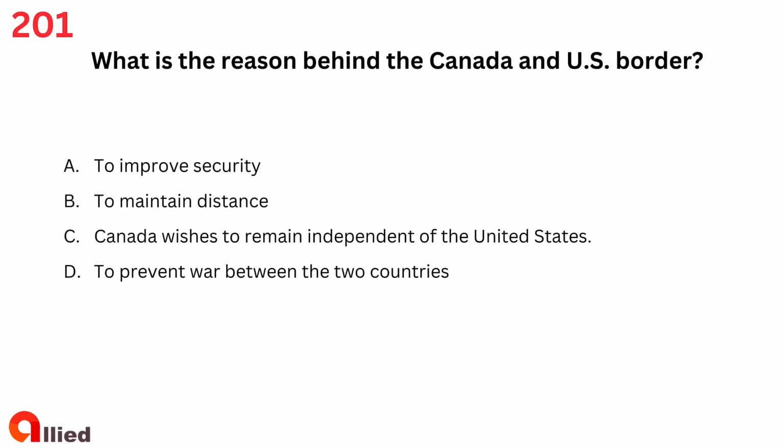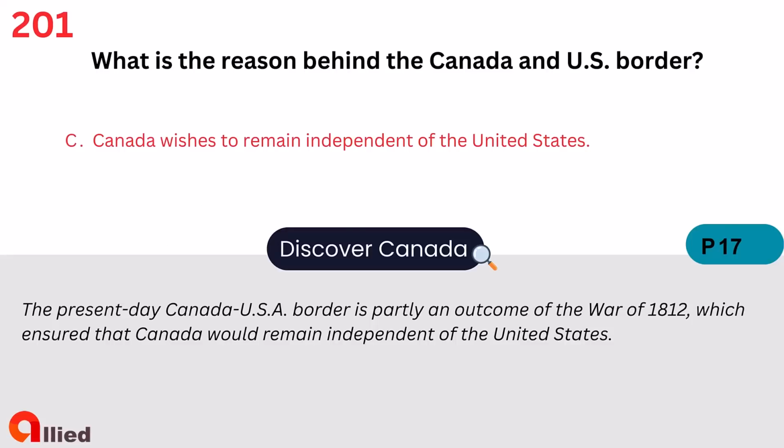Question 201. What is the reason behind the Canada and U.S. border? A. To improve security. B. To maintain distance. C. Canada wishes to remain independent of the United States. D. To prevent war between the two countries. The answer is C. Canada wishes to remain independent of the United States.